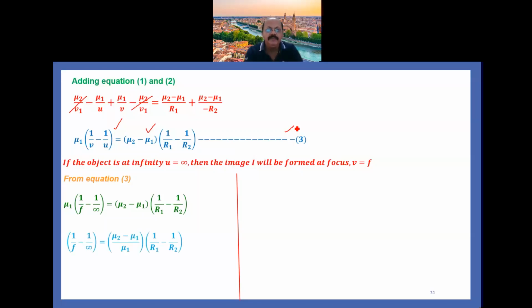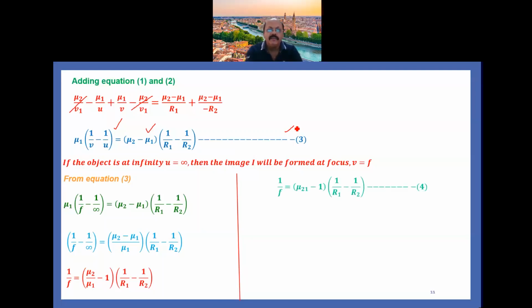So we can rearrange this equation and write 1 upon f minus 1 upon infinity equal to, mu1 gets transferred to the right hand side, that is mu2 minus mu1 upon mu1 within bracket 1 upon r1 minus 1 upon r2. 1 upon infinity is 0. So 1 upon f equal to within bracket mu2 upon mu1 minus 1 within bracket 1 upon r1 minus 1 upon r2.